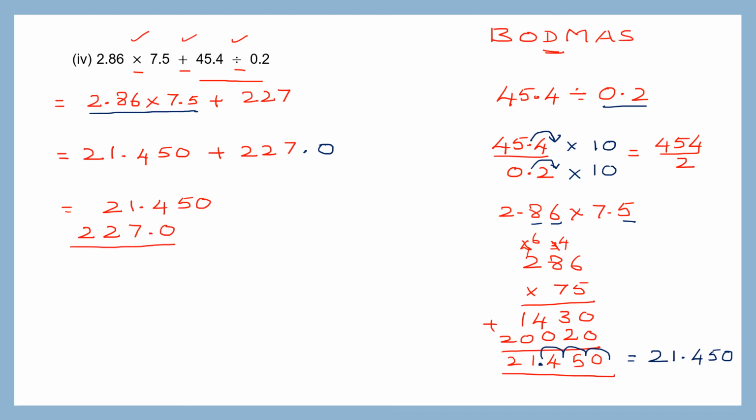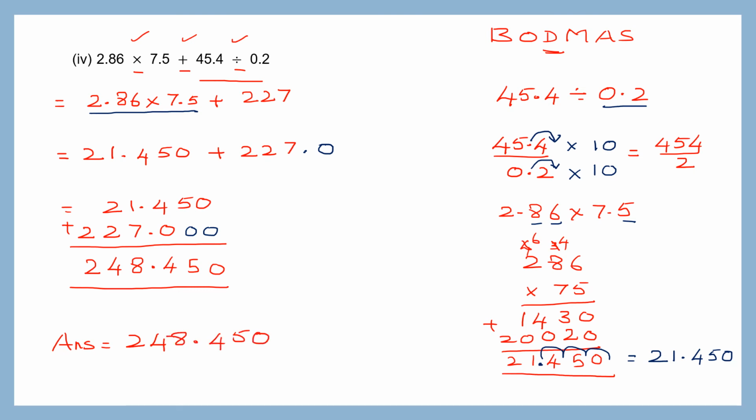227.0. Now, wherever there are numbers missing, we'll add the zeros to make them like decimals. And we will now continue with our addition. 0, 5, 4, point. 1 plus 7 is 8. 2 plus 2 is 4. And then 2. So what is my final answer? It is 248.450.